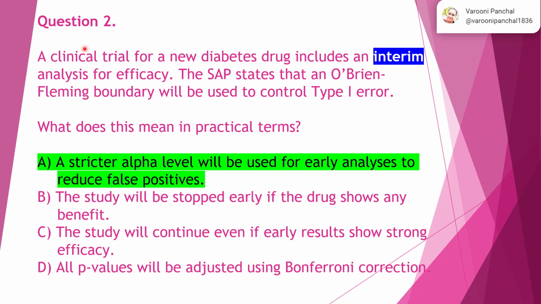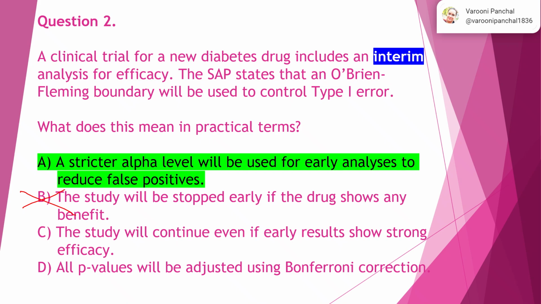Question 2. A clinical trial for a new diabetes drug includes an interim analysis for efficacy. The statistical analysis plan states that an O'Brien-Fleming boundary will be used to control type 1 error. What does this mean in practical terms? Now option B says the study will be stopped early if the drug shows any benefit. Even if the drug is showing any benefit, you cannot stop the clinical trial, right? It doesn't make sense. That is not ethically allowed. So B is not the right answer.